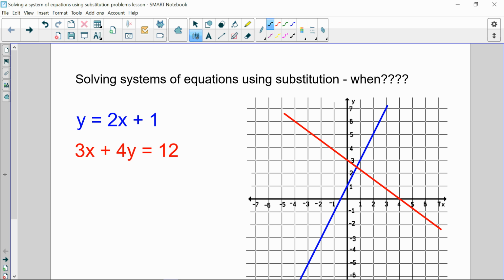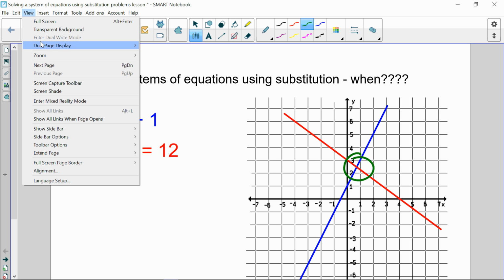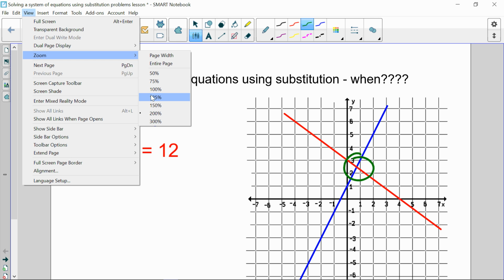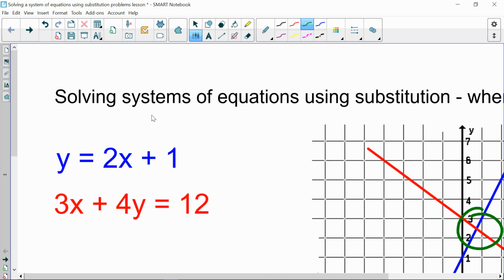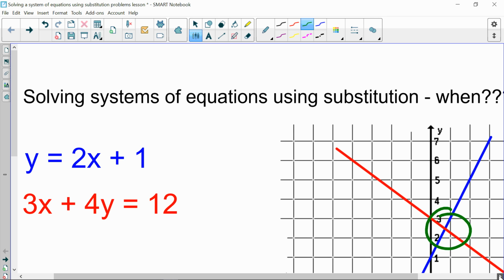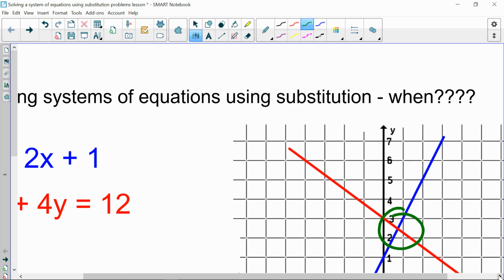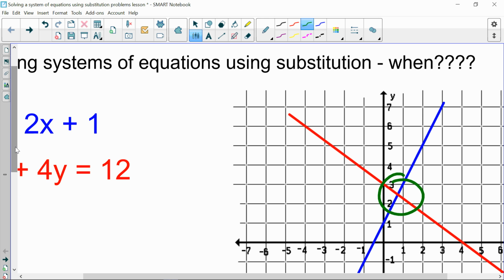The problem is, if we look at that solution, we'll use green. If we zoom in on that a little bit, not that I really need to for you to see what I'm talking about, or a lot, down here in the corner now, you see that those lines don't really cross in spots that are easy for us to determine the values.